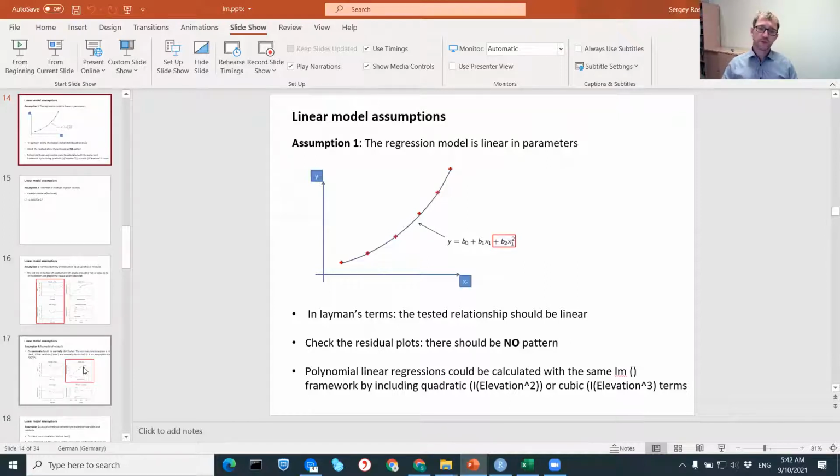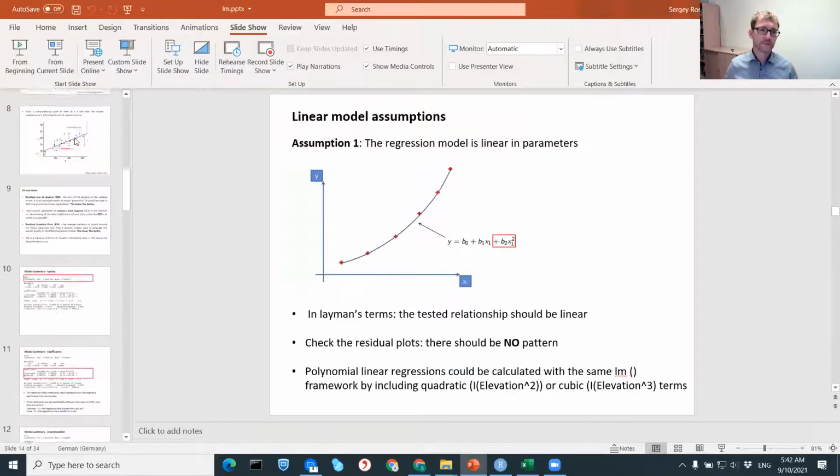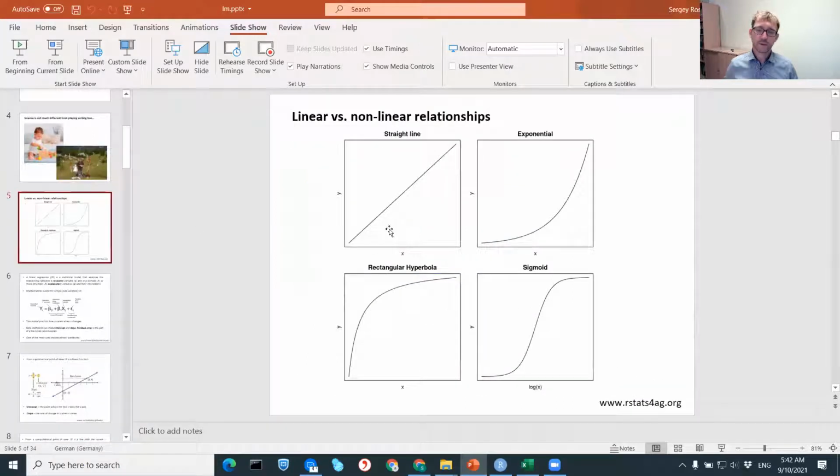The very first assumption of the linear model is that the regression model should be linear in its parameters. So in layman's terms, this relationship should be linear. If you remember this slide here, right?